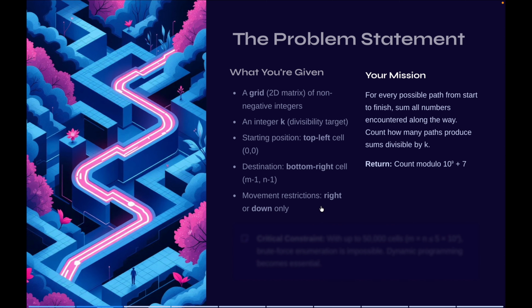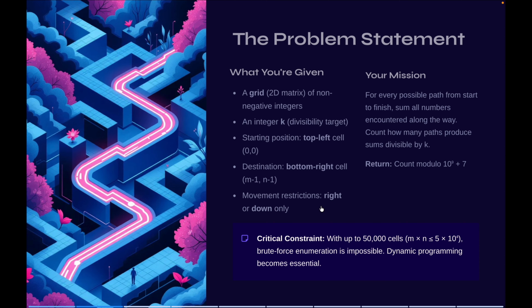What is our mission? Our mission is for every position, right, every possible path that starts from start to finish, you have to sum all the values which are encountered along the way, right. So आपको क्या करना है, you have to count how many paths produce a sum divisible by k and then you have to return the answer modulo 10 to the power 9 plus 7, right.